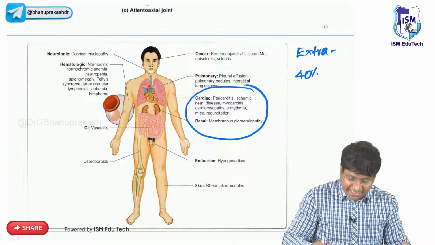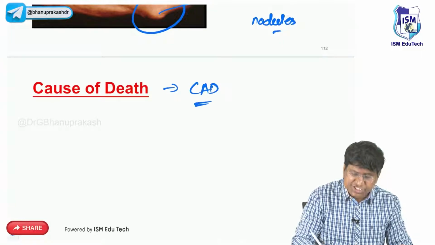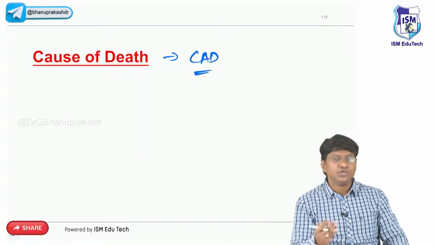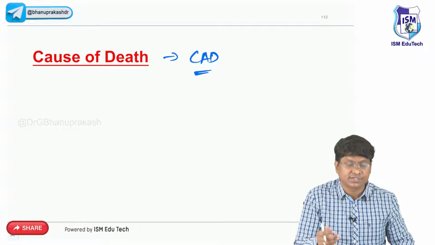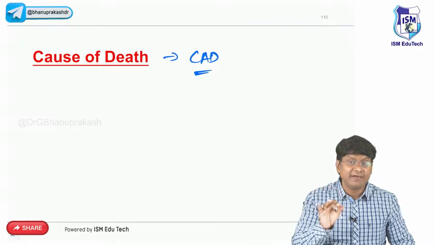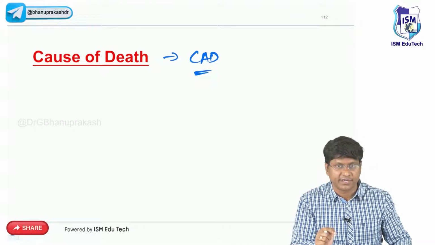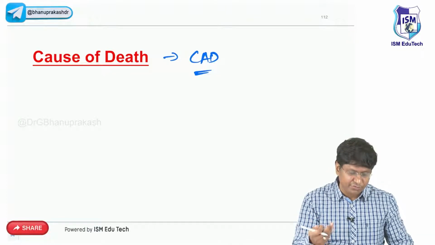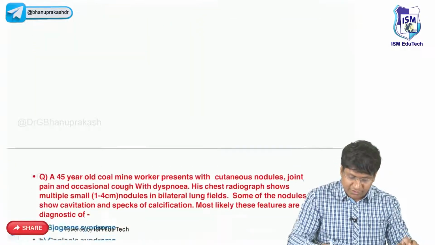But what would be the cause of death? The cause of death is ischemic heart disease, that is coronary artery disease, in patients with rheumatoid arthritis. And what would be the cause for this coronary artery disease? See, rheumatoid arthritis is an inflammatory condition, so you will have premature atherosclerosis that would be responsible for the development of coronary artery disease. Then how do you treat these patients? Before going into the treatment of rheumatoid arthritis, you need to remember the two important syndromes of rheumatoid arthritis.